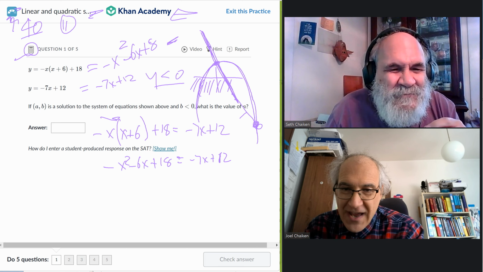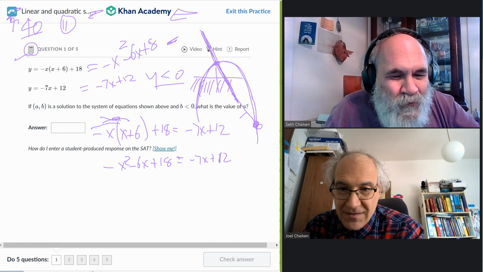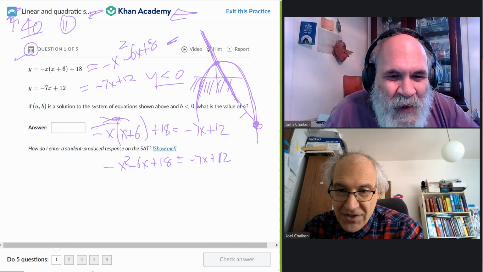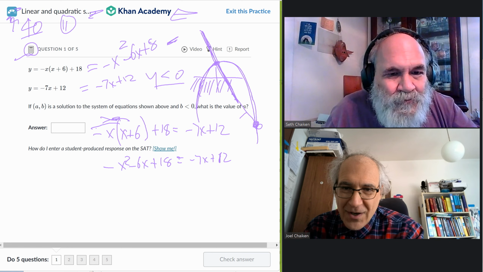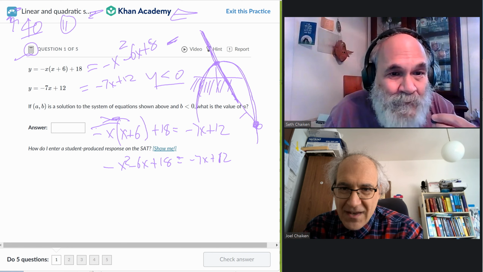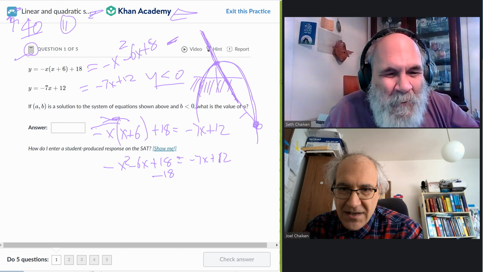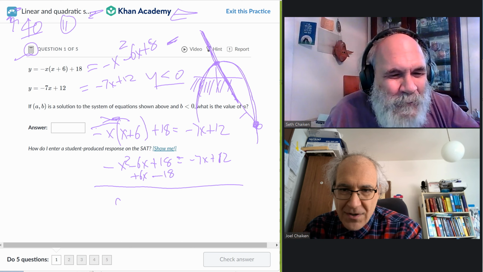So I double check when I do this, because I know that it's easy to make mistakes. Okay, looks good. Oh, you have a negative x squared. Put it on the right. So we're going to subtract an 18, and we're going to add a 6x, and we know what we're going to do with the x squared.